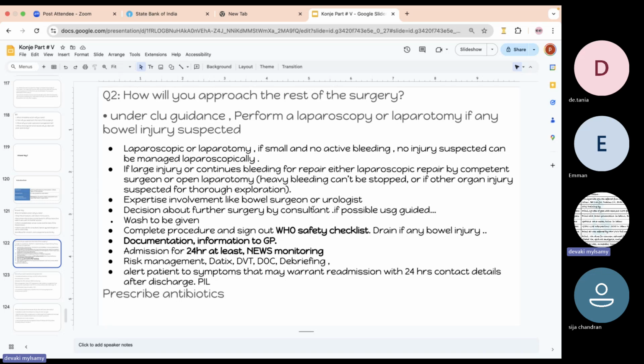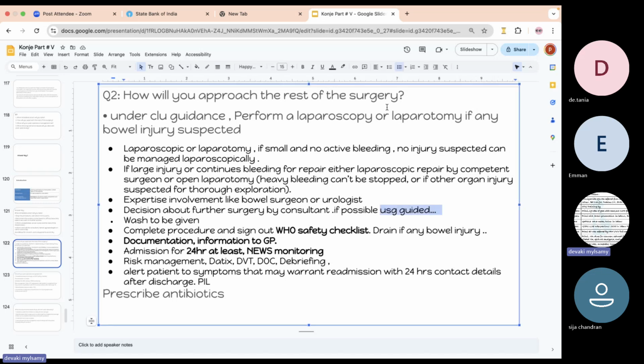Decision about the further surgery, okay, that means we are going to evacuate the products, that will be done by a consultant, because there should not be any further damage or further increase in the perforation, preferably under ultrasonography guidance. Proper dilatation will be used, and ensure whether the priming was done or not.